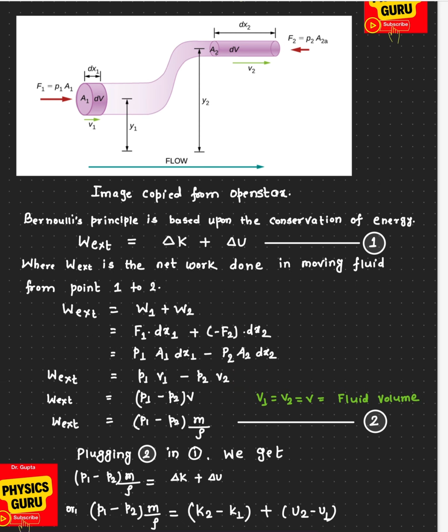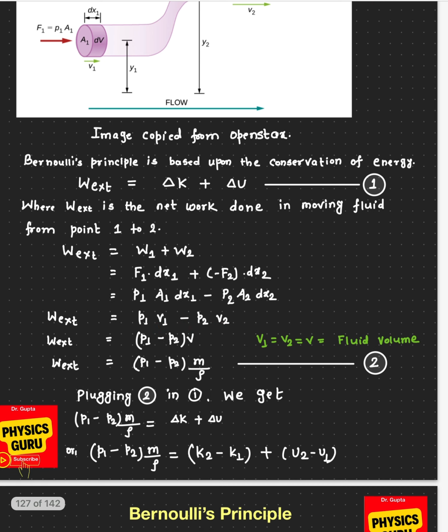And as I mentioned here, we're finding the work done in moving this volume from point 1 to point 2. So this tiny segment volume and this volume are exactly the same. V1 and V2 are exactly the same because we are moving the same fluid from point 1 to point 2. So I'm assuming V1 is equal to V2 is equal to V, just to make the calculation easier.